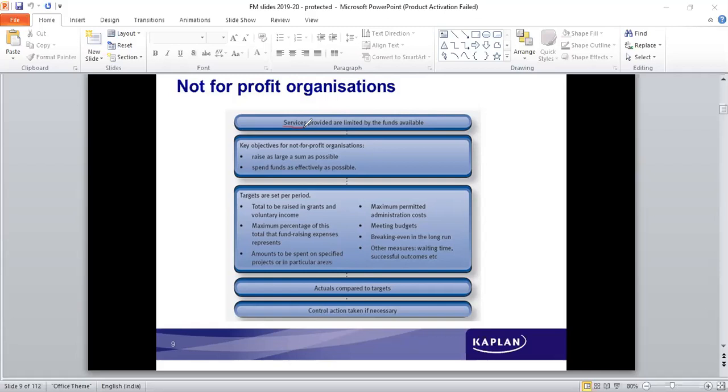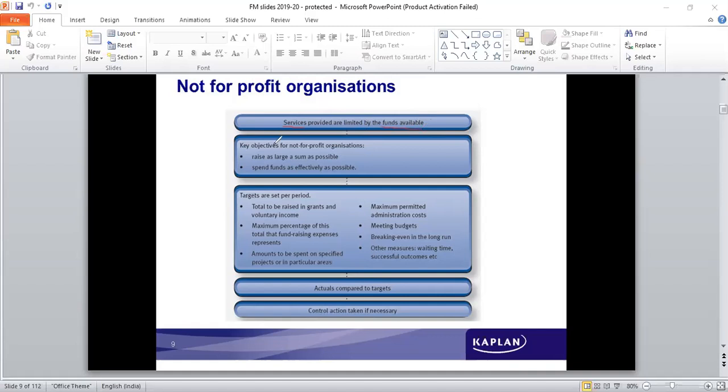Since there is no objective to earn back, services provided are limited by the funds available. Why limited by the funds available? Because they are not earning back profits that they can reinvest in the business. So there is a constraint here, a limitation. They are limited by the funds which are available.